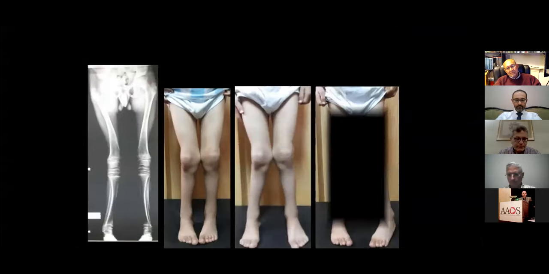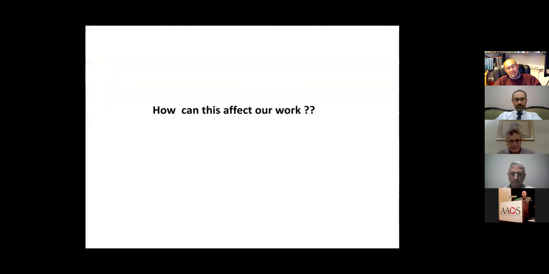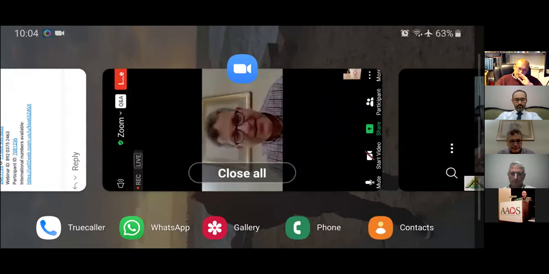So to have a proper orientation, we should have one proper fixed alignment, no different alignments. The patient to the right has internal tibial torsion with genu valgum, while the one on the far left looks, if we have an X-ray for him, more or less normal. How can this affect our work? This video will illustrate this.